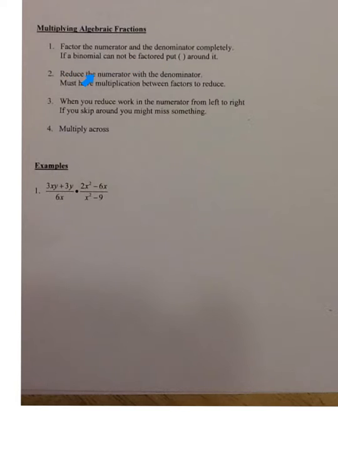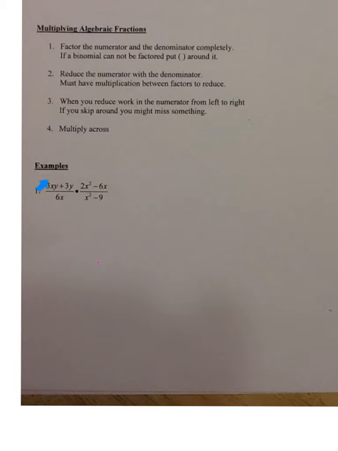You can reduce the numerator with the denominator. So remember, we're looking for the factors to reduce. Remember, you must have a multiplication in between those factors to reduce. When you reduce, work in the numerator from left to right. If you skip around, you might miss something. So just work from left to right. When you're done reducing, just multiply across. Multiply the numerators, multiply the denominators. So let's take a look at number 1.